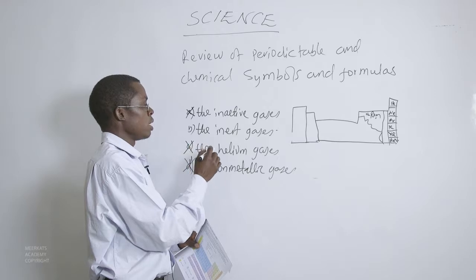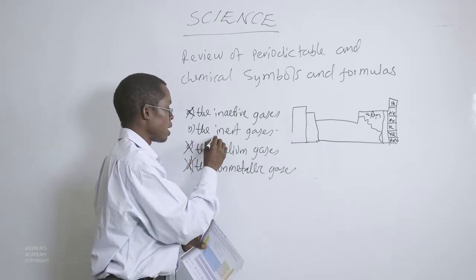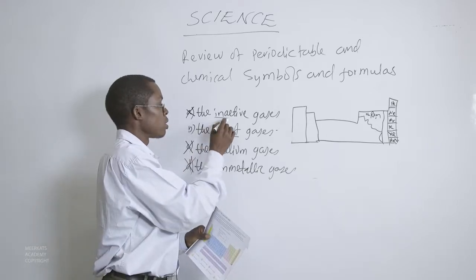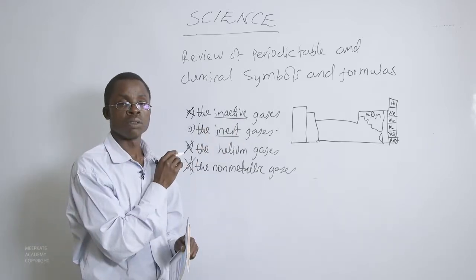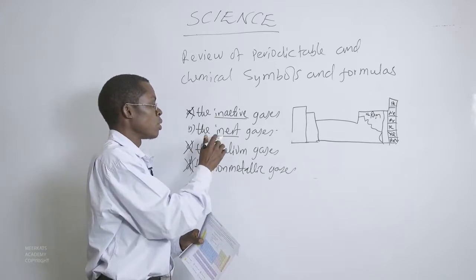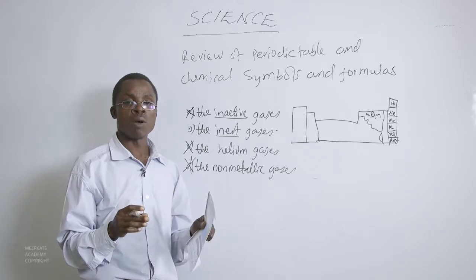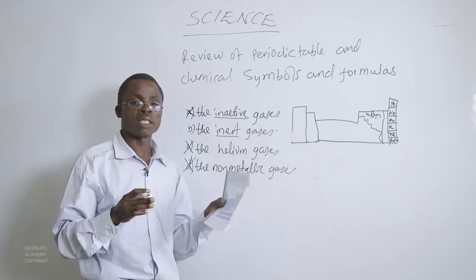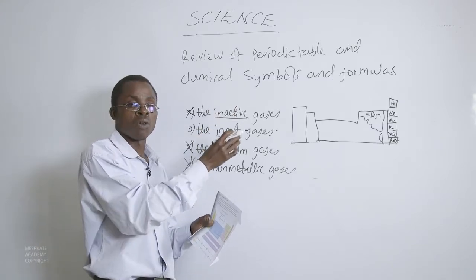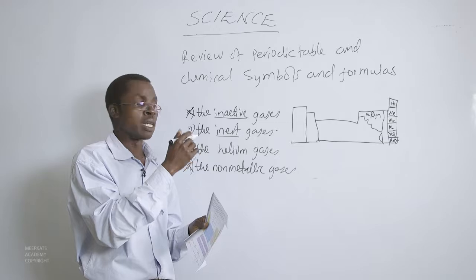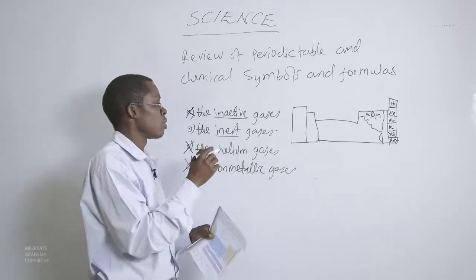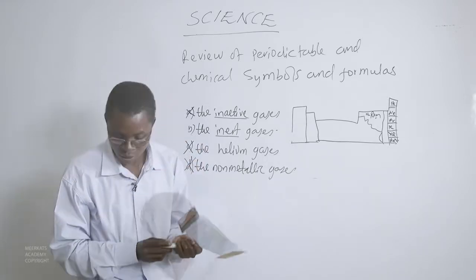Why? Because it has the word inert. Inert means unreactive, just like inactive. But why is it correct and not this one? Because it takes into account the correct name that was assigned when the chemical families or chemical groups were being given names. The name that is correctly given is inert gases and not inactive gases.